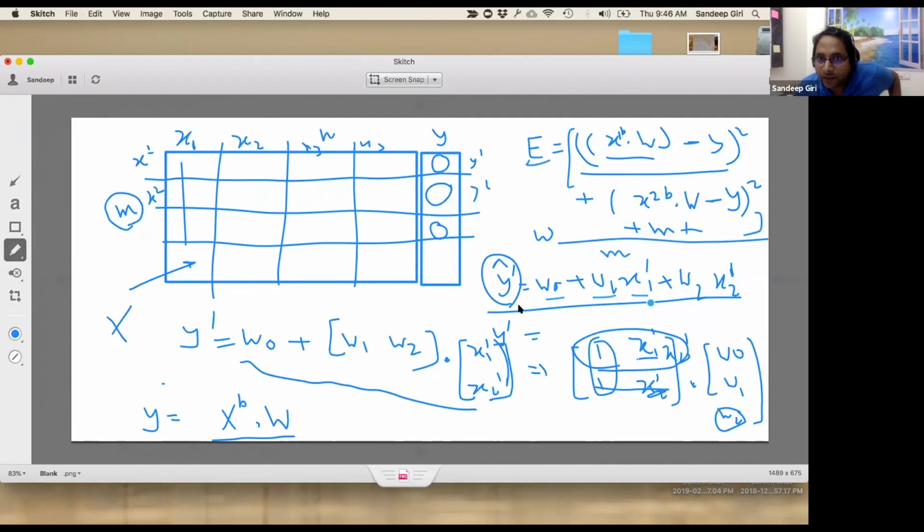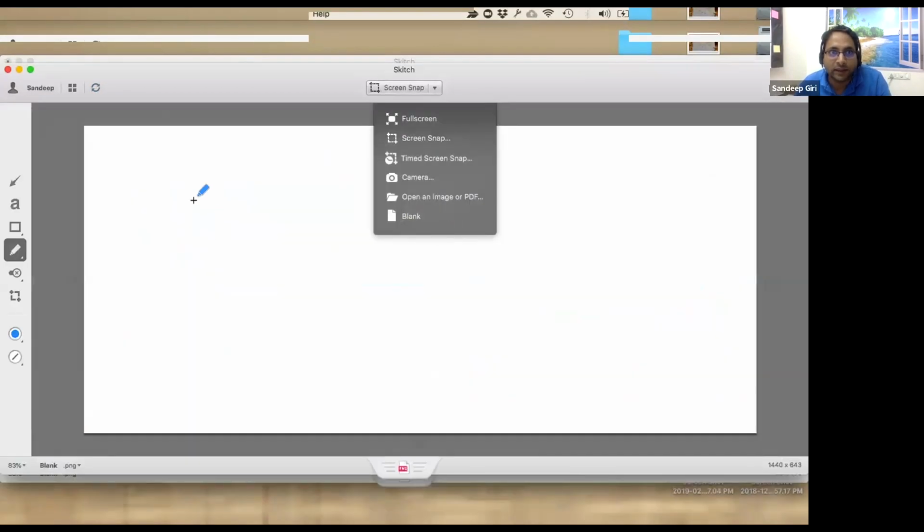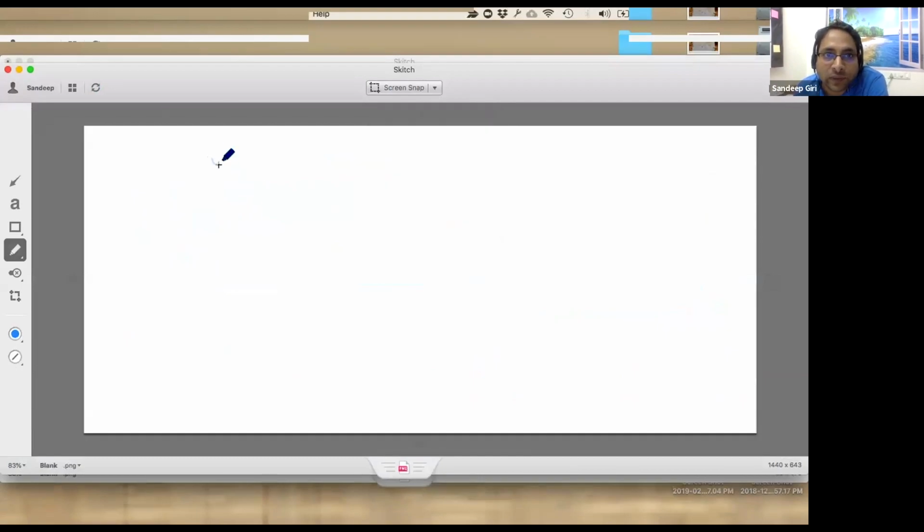Now when you differentiate E with respect to, say, W1, or let me just take one equation at a time. If you differentiate this error, I'll just express it again. I hope that doesn't look ugly. So this was our y predicted, and this was w naught plus w1 x1 plus w2 x2.